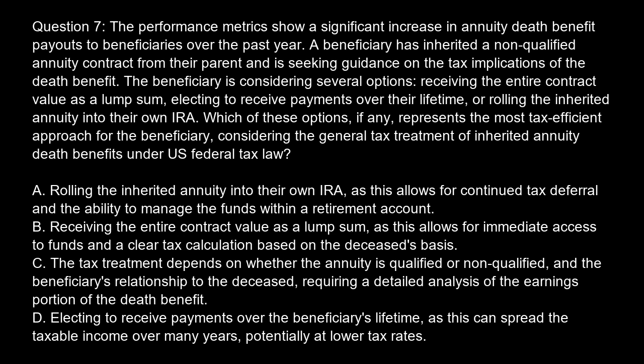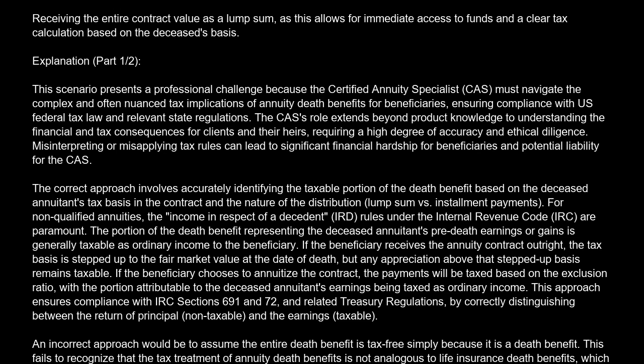Option C. The tax treatment depends on whether the annuity is qualified or non-qualified and the beneficiary's relationship to the deceased, requiring a detailed analysis of the earnings portion of the death benefit. Option D. Electing to receive payments over the beneficiary's lifetime, as this can spread the taxable income over many years, potentially at lower tax rates. The correct answer is B. Receiving the entire contract value as a lump sum, as this allows for immediate access to funds and a clear tax calculation based on the deceased's basis.